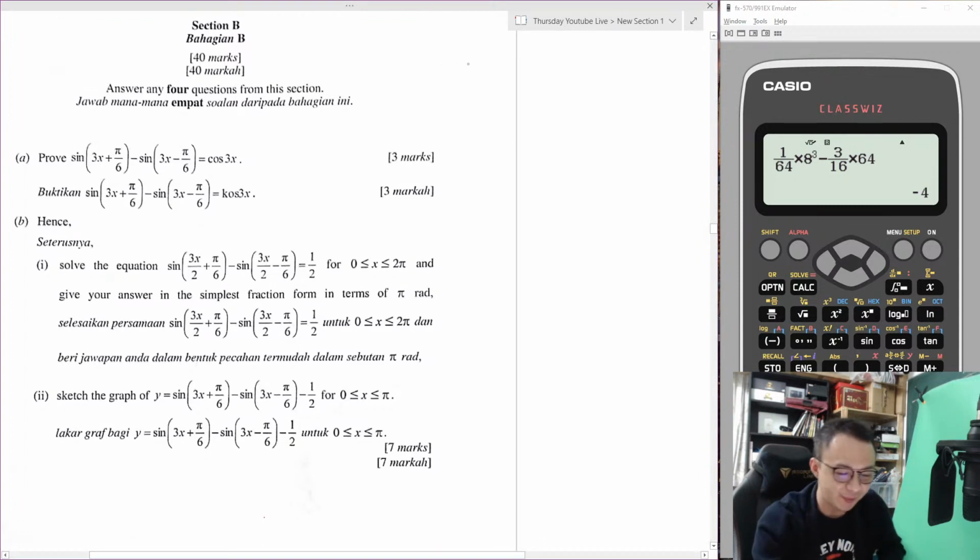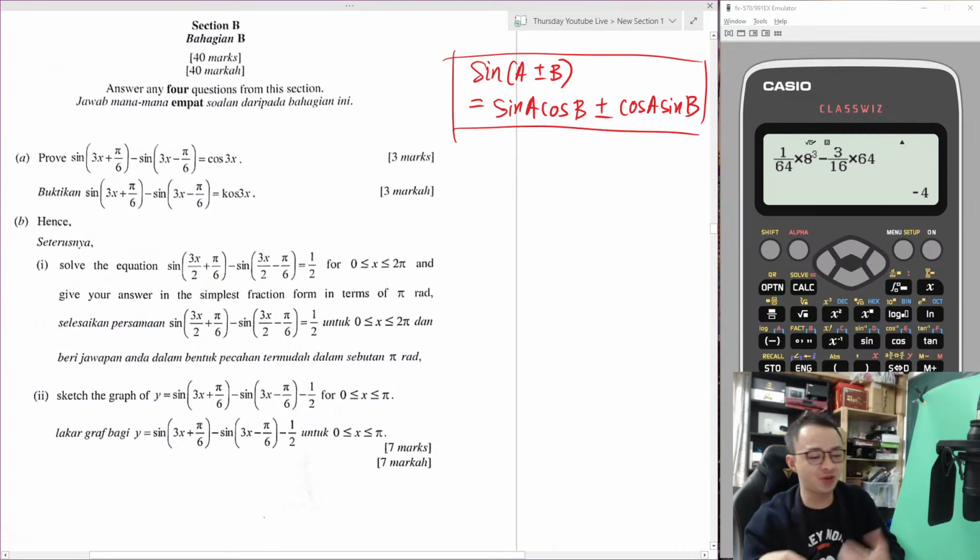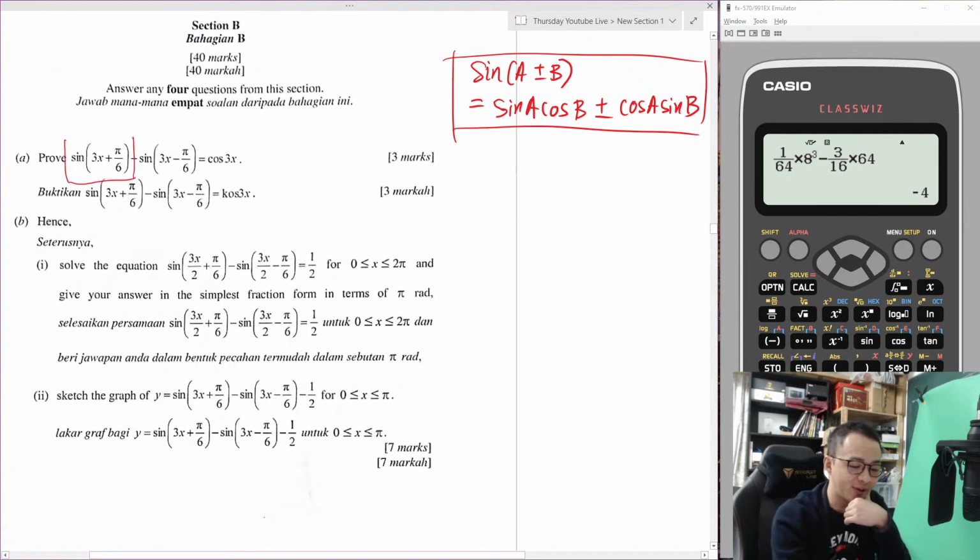Okay, so we see something like sine A plus B and sine A minus B, so therefore we will definitely use the formula sine A plus minus B. The formula tells us it is sine A cos B plus minus cos A sine B. I need to use this formula for this question, and I want to prove that I will get cos 3x. So I definitely need to expand the first sine A plus B, then expand the second sine A minus B using the formula. So I need to use the formula two times. Right, let's do it. Here I will start from the left hand side.